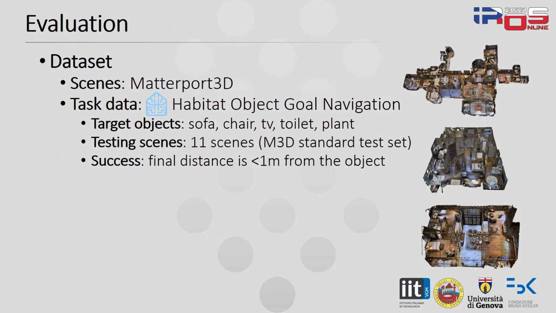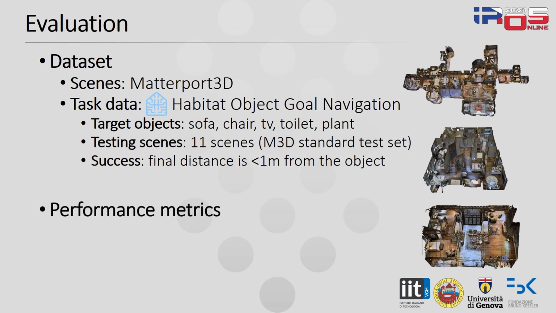For our evaluation, we use the testing scenes of Matterport3D and the object navigation data from Habitat Lab. In this task, the agent has to explore 11 scenes from Matterport3D, searching for a set of 5 different objects. The episode is considered a success if the agent stops within 1 meter from the target object.